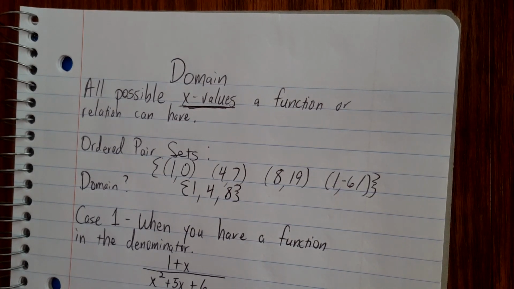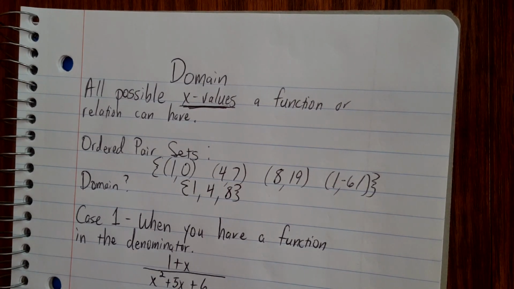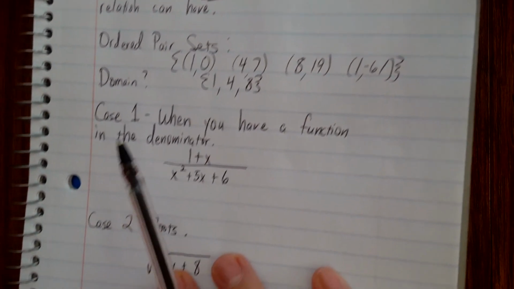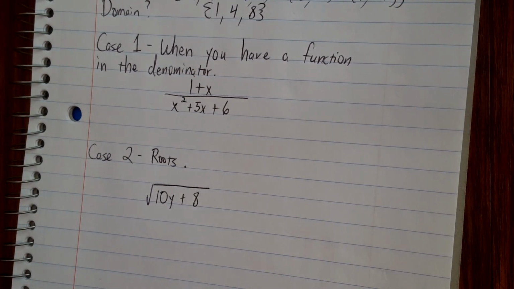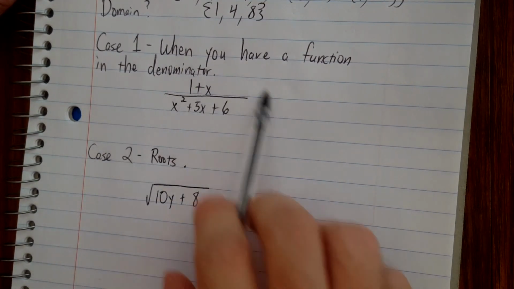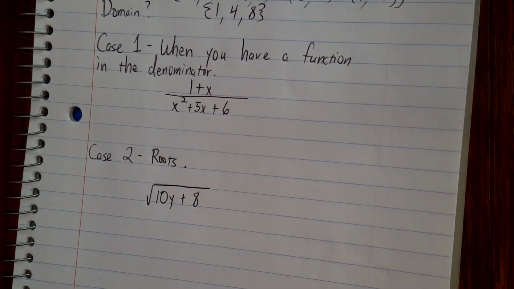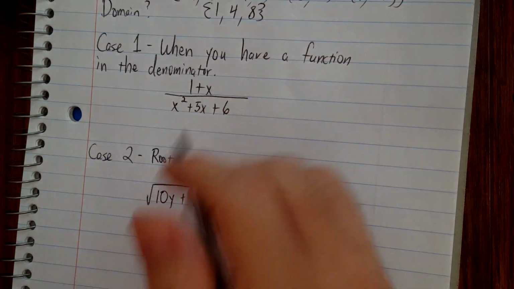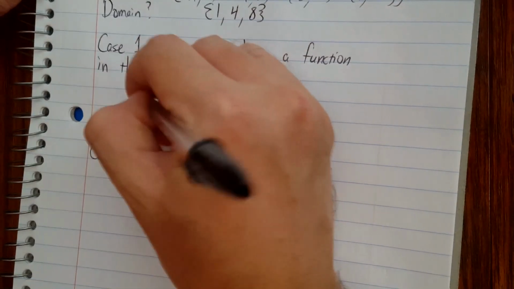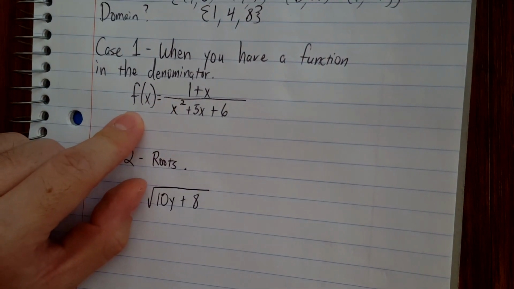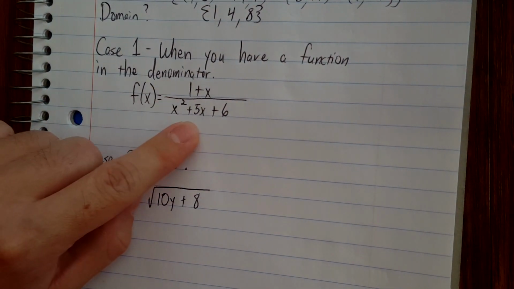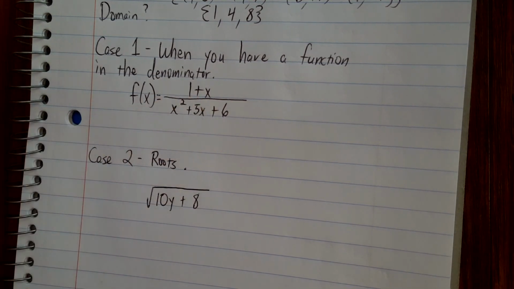Okay, so we're going to look at two cases that kind of make domain a little trickier. First case: when you have a function in the denominator. And this is important because you don't want the denominator of something like this to go to 0. When you have a function that looks something like this, I'll call it f of x, you do not want f of x to go to 0 in the denominator. It's okay if the top is 0.